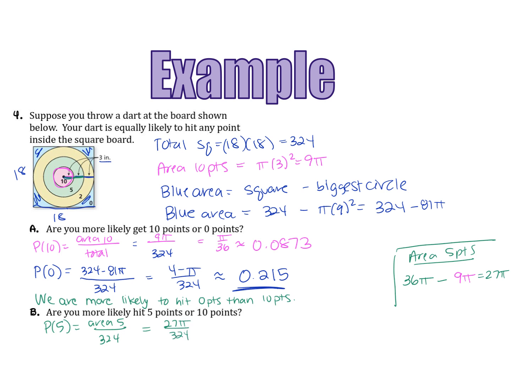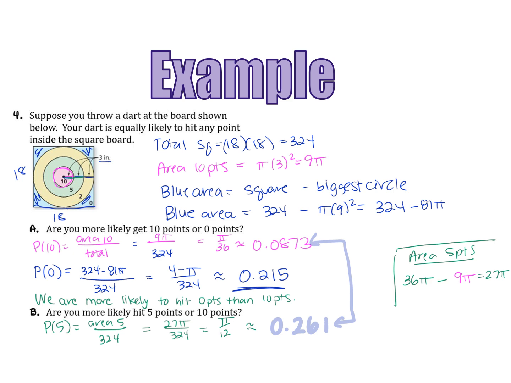We're going to simplify our fraction because I always want us to practice doing that. So both of these are divisible by 27. That would give us pi over 12. And then we can grab our calculator. Pi divided by 12 is going to be 0.261. And then we're comparing these two numbers. And obviously, the probability of 5 is greater than the probability of 10.